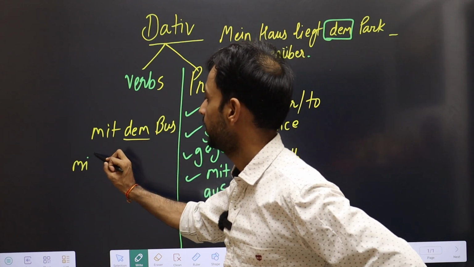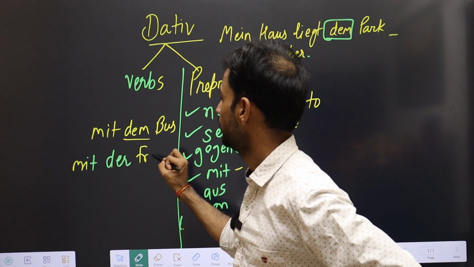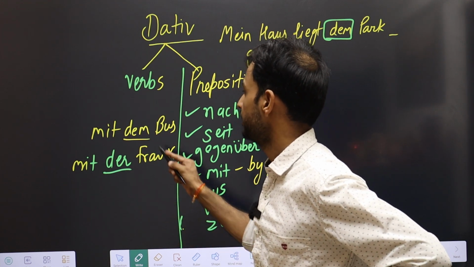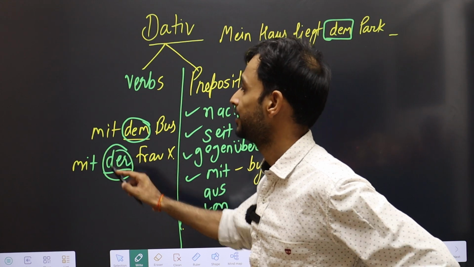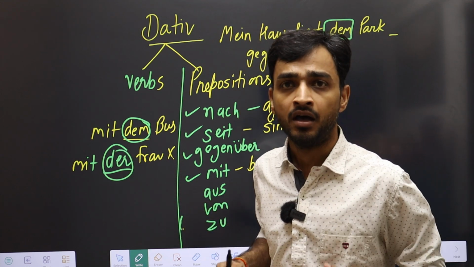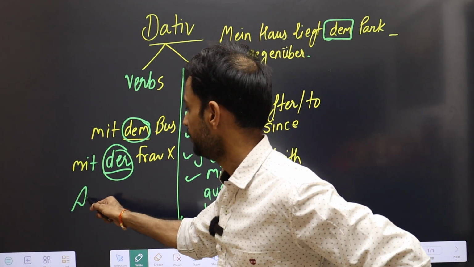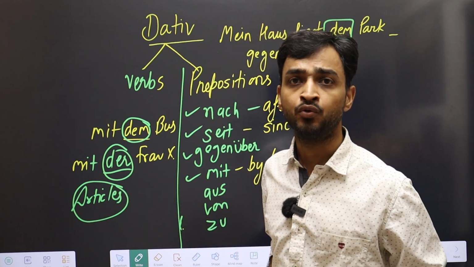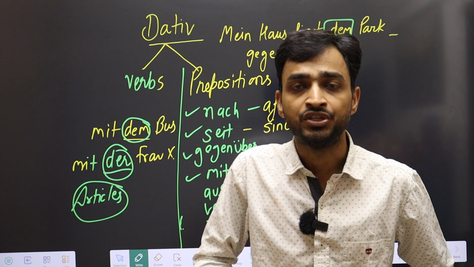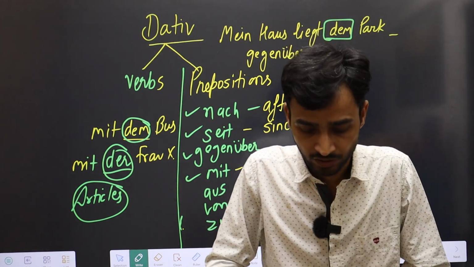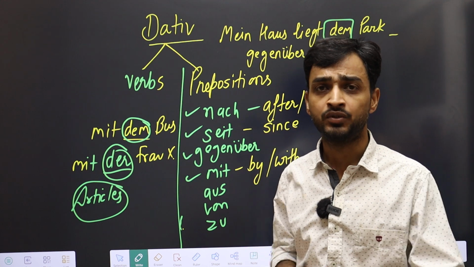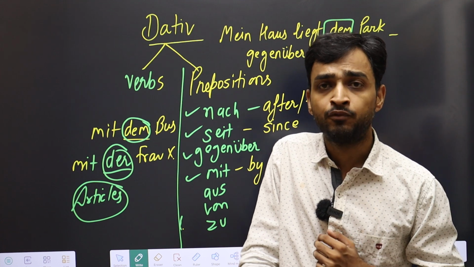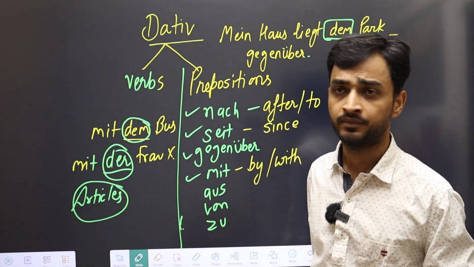Or if I say ich fahre mit der Frau X, any name. So this is dative. Die changes into der, and here der changes into dem. So actually the article gets changed. It's all about the article. The article is changed suddenly. So we get to know with the help of the article that this is dative. The article is suddenly changed, so what is the reason here? The preposition mit. I hope you understand this much of what I am trying to say, how to make dative sentences. This is the first part. With the help of prepositions we are making dative sentences.